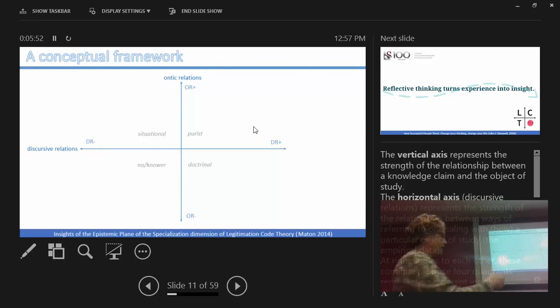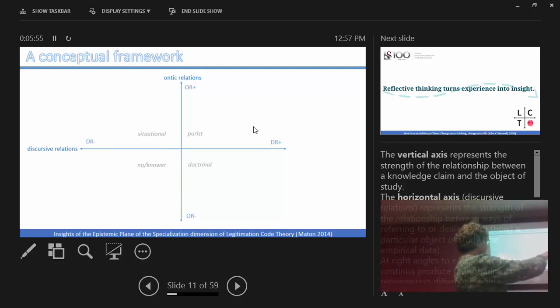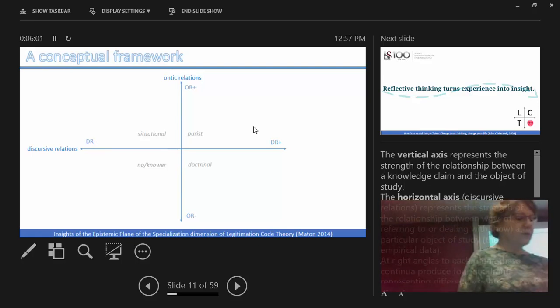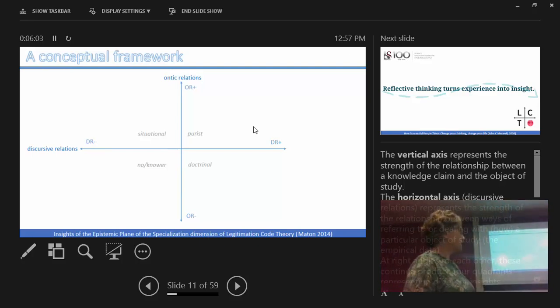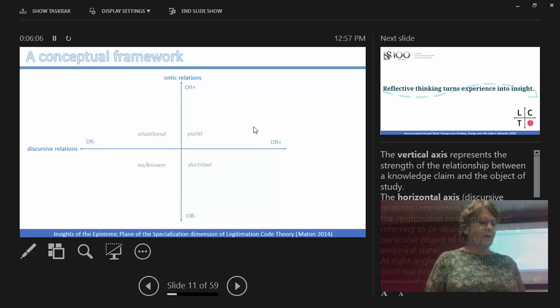And the epistemic plane, here on the vertical axis, we have what are referred to as ontic relations in this terminology, and that represents the strength of the relationship between a knowledge claim, so the knowing what, and the object of study. And then along the horizontal axis, what are referred to as discursive relations, that represents the strength of the relationship of referring to or dealing with the particular object of study. So this one over here.